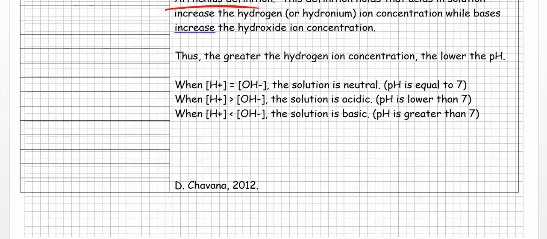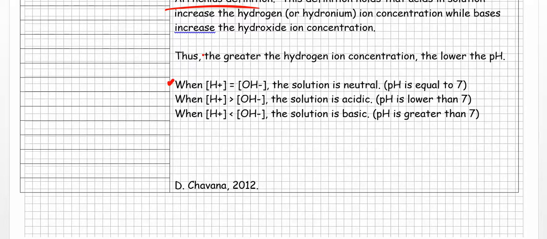So let's look at three relationships, in fact, every possible relationship between hydrogen ions and hydroxide ions. Let's start with what happens if the hydrogen ion concentration in a solution is the same as the hydroxide ion concentration, if they're equal. What does that mean? Well, that means the solution is neutral. The hydrogen ions and hydroxide ions are exactly balanced, so the pH is neutral. It is 7. So that's the first scenario that we'll look at.